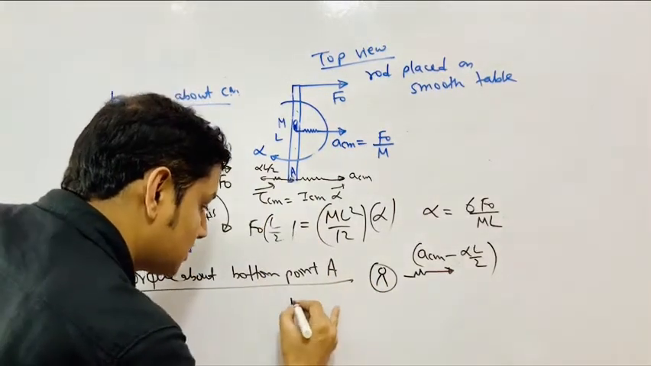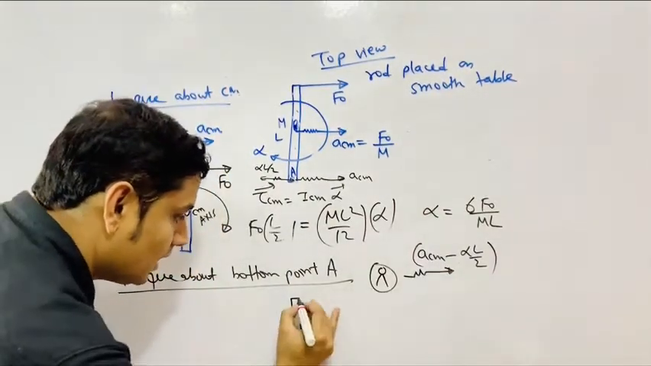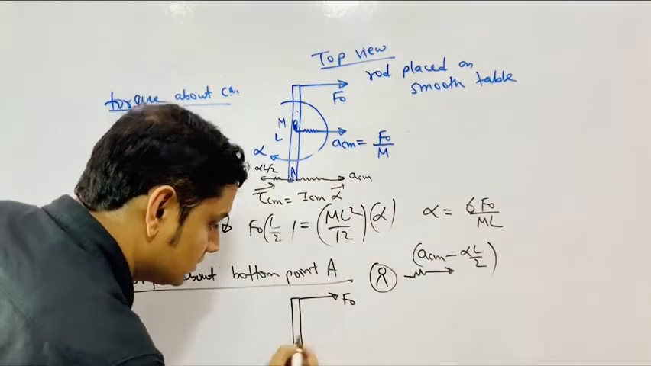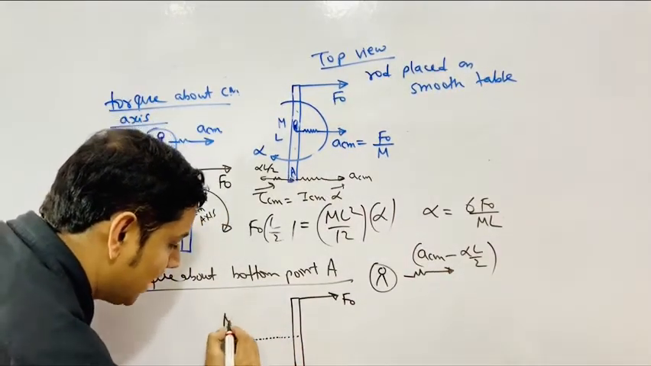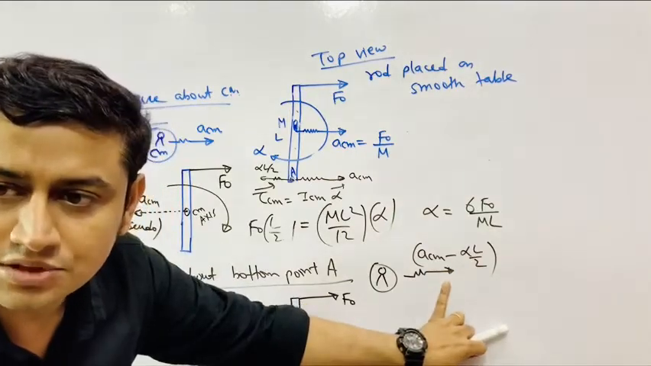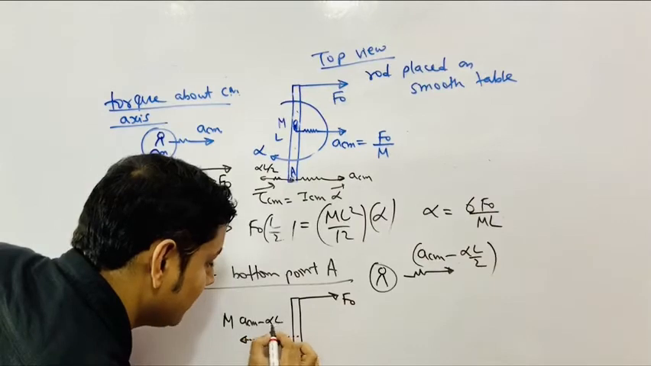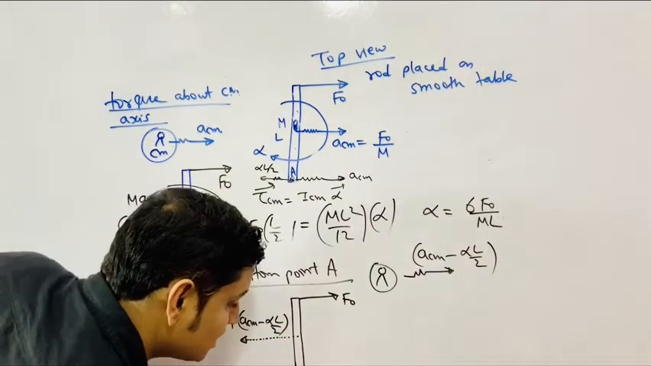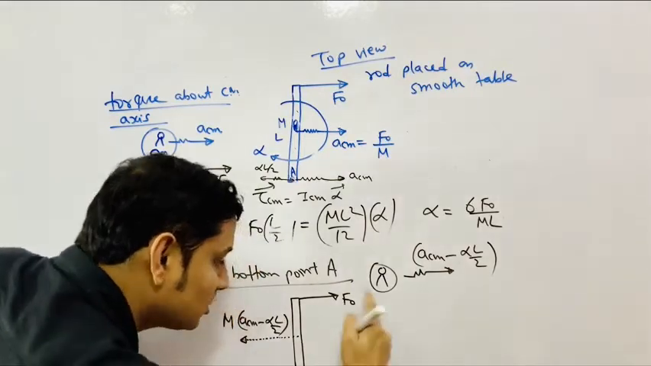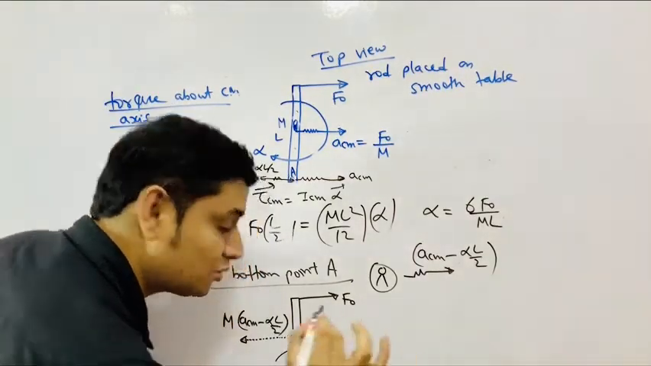Now what would this person do? This person would say F naught is the real force, correct? And the pseudo force here. What is this pseudo force? M times the acceleration of this person towards right, which is ACM minus alpha L by 2. This is the pseudo force. And because this is your axis, both would give torque. This angular acceleration is alpha.